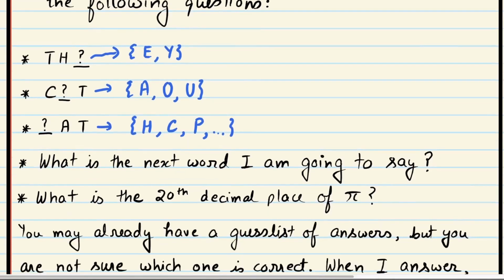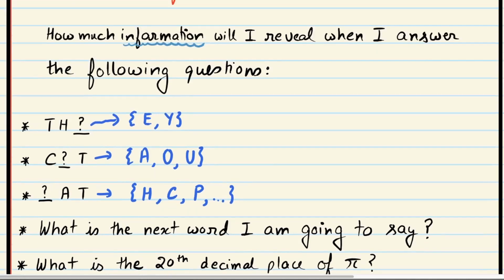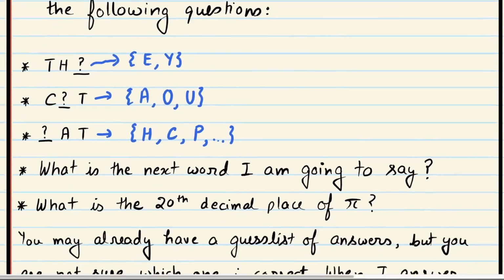Let's look at some other questions. Here's a very big question. What is the next word I'm going to say? Well, you will have a long guess list, and I'll say one of those words. Here's another very vague question. What is the 20th decimal place of pi? Now, if you have a computer, you can write a small program and it will give you precisely the 20th decimal place of pi, answering this question for you. But when I tell you the answer to this question, how much information do you think I reveal to you? How do I measure that information?